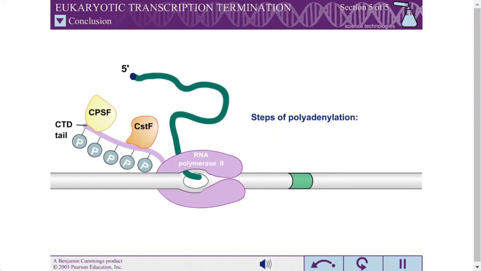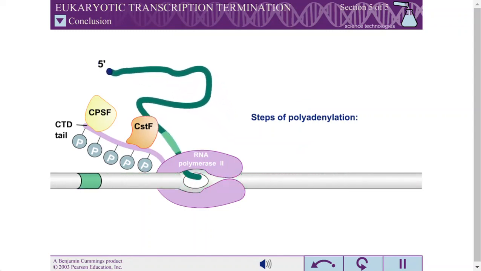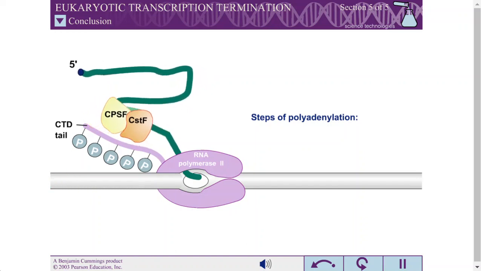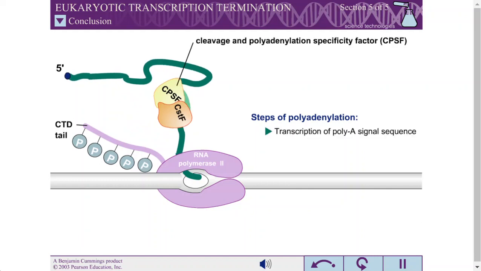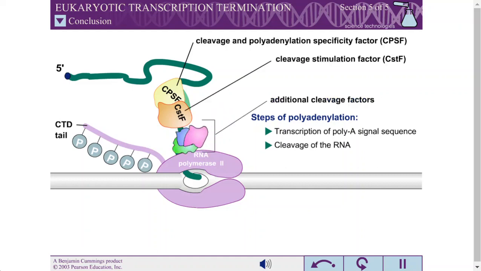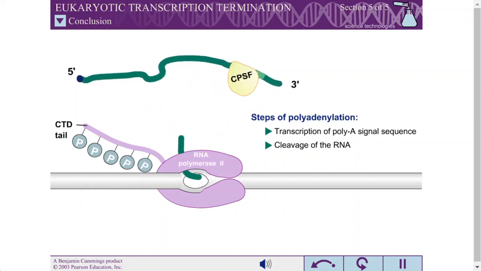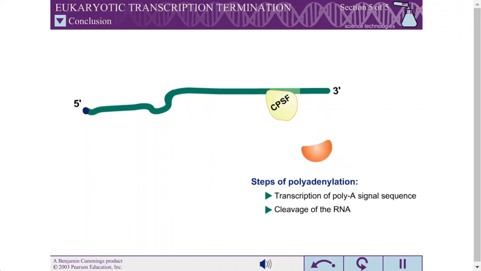Polyadenylation is the process whereby a long chain of adenines is added to the 3' end of a eukaryotic mRNA transcript during the termination phase of transcription. Polyadenylation involves several factors. The cleavage and polyadenylation specificity factor, the cleavage stimulation factor, and additional cleavage factors work together to cleave the RNA transcript after transcription of a poly-A signal sequence. CPSF then recruits poly-A polymerase, which catalyzes polyadenylation.